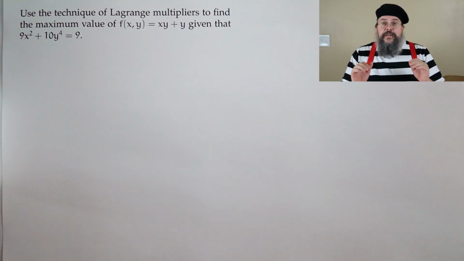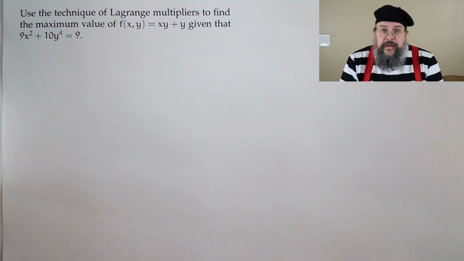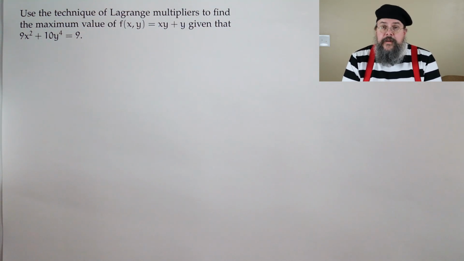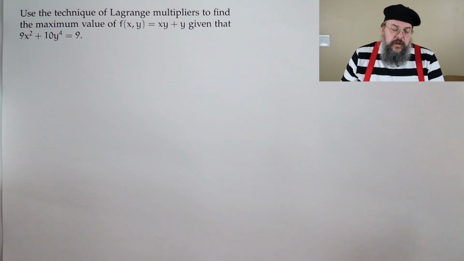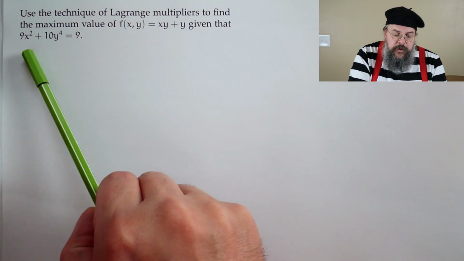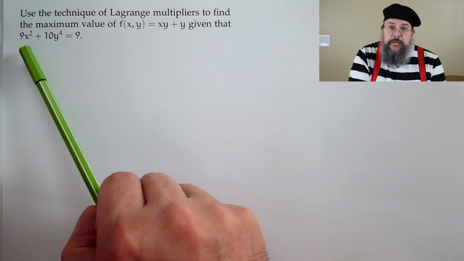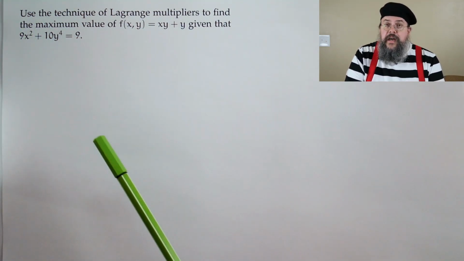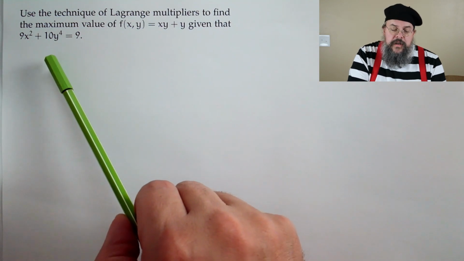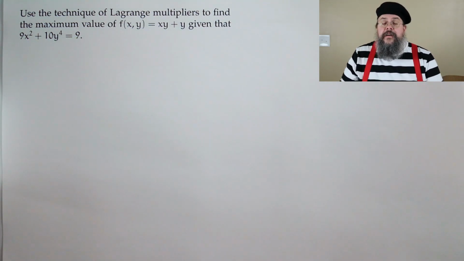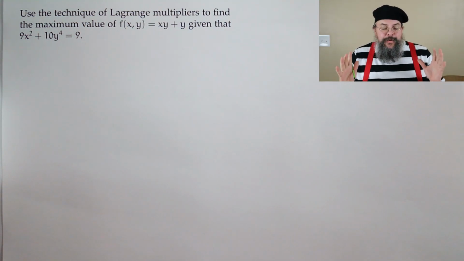Use the technique of Lagrange multipliers to find the maximum value of the function xy plus y, given that 9x squared plus 10y to the fourth equals 9. I will tell you that there is definitely a maximum here, in that if you look at this curve, it says, look, both these terms are greater than or equal to 0. And so x can't be any bigger than 1, because otherwise this is already at least 9. Forget it. And y definitely can't be 1. It has to be smaller than 1, because otherwise, look, forget it. It's already at least 10. So it means you're nice, closed, and bounded. Great. So we know we have a max.